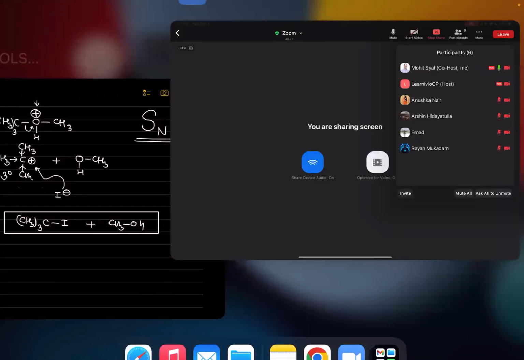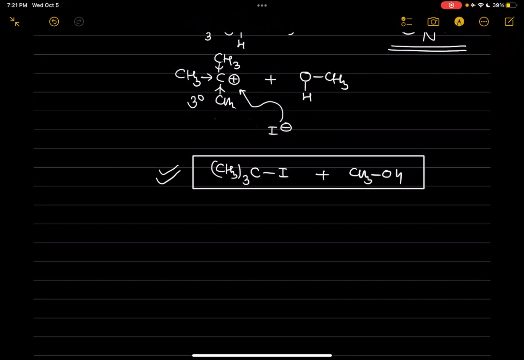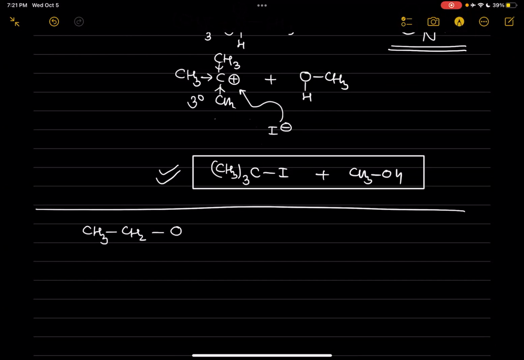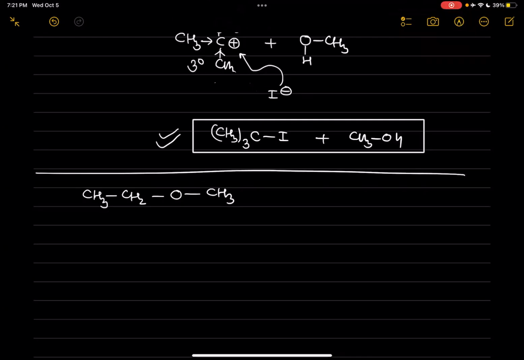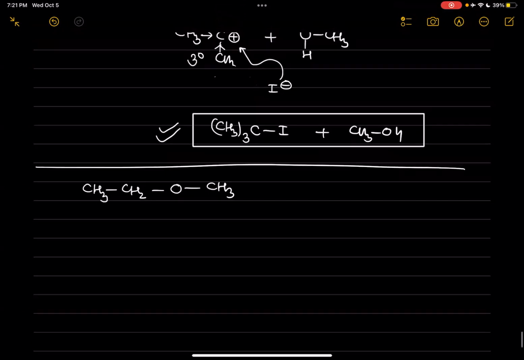So now the next question, the last question related to this. Which ether is this? Tell me. Which ether is this? What is the name? Himad? Rian?